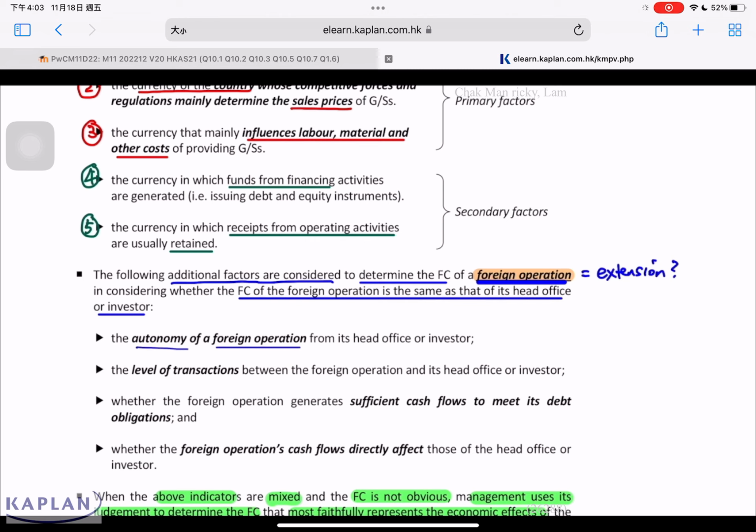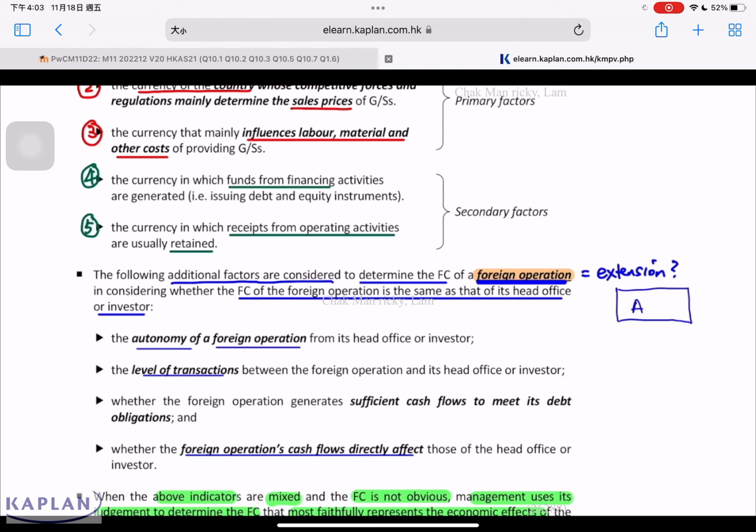If it's an extension, it means the parent's functional currency is my functional currency. Does the foreign operation have the freedom to decide how the operations are to be directed without the influence of the head office, without the influence of the parent company? Is the level of transactions between the foreign operation and head office considered high or low? Do the foreign operation's cash flows directly affect the head office or the investor? We consider all these factors.